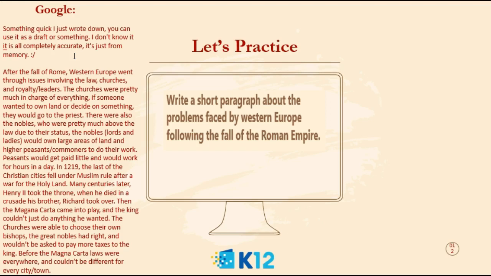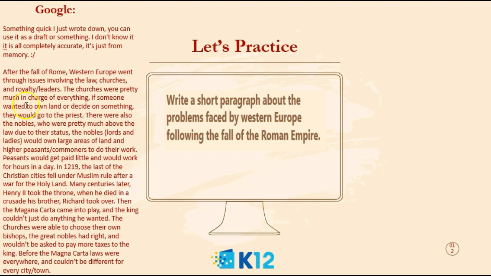It says, after the fall of Rome, Western Europe went through issues involving the law, churches, and royal leaders. And here's another thing, "and royalty/leaders." Why do you have it written like that? That already makes me question. And when another student has it written exactly the same way, I know where it came from.